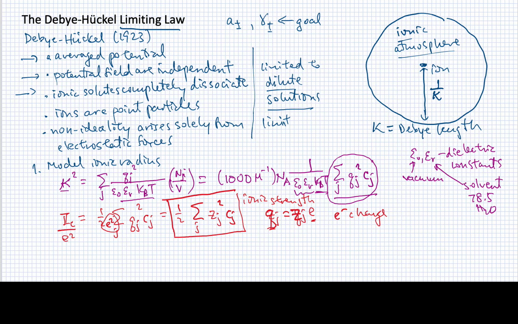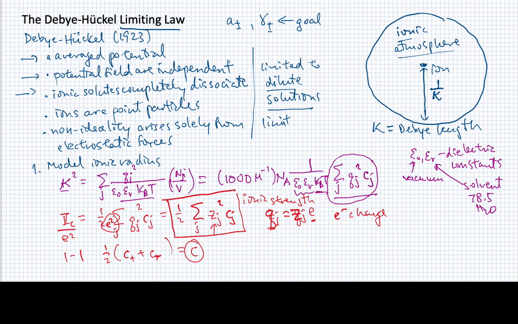All right, so if we have a 1,1 electrolyte, each of the z's is going to be 1, so it will just be the sum of the positive ion concentration and the negative ion concentration. And since both of these are going to be the same as the regular concentration, it's just equal to the concentration of the ionic solute in the solution.